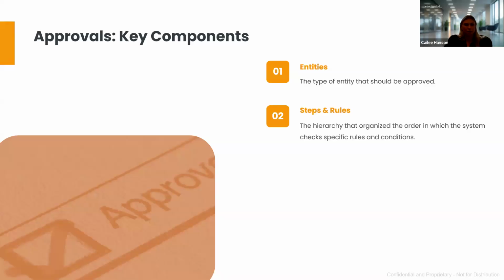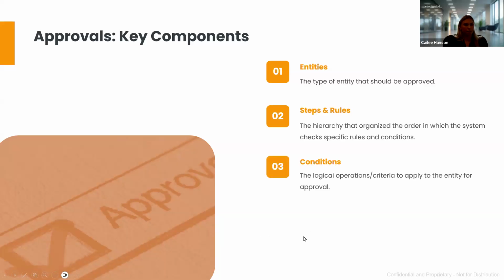Or you can have condition-based rules as well. Something like if it's over a certain dollar amount, route it to an executive. If it's not, route it to their manager. So we'll walk through some of those use cases as well. But really the steps and rules are what define how should this get approved. And then the conditions go along with that. So what are those conditions? Things like the above a certain amount. So those conditions really feed those rules.